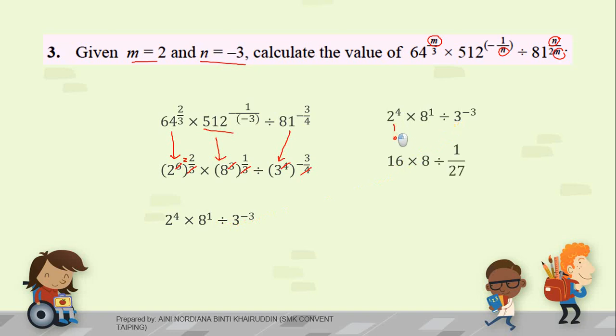So 2 to the power of 4 is 16. 8 divided by 1 over 27. So this is the final answer. You can use your calculator to calculate this.